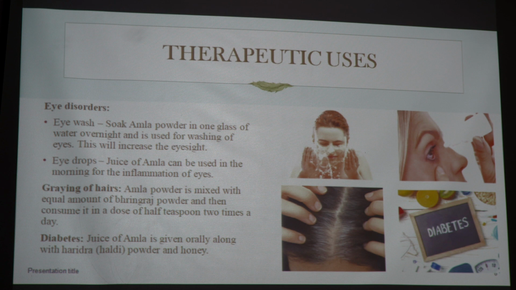Second is graying of hairs. Amla powder is mixed with equal amount of bhringraj powder. Bhringraj is another medicinal herb which is easily available in the market. And then consume it in a dose of half teaspoon 2 times a day. Diabetes. Amla juice is given orally with haldi powder and honey. Haldi is turmeric.